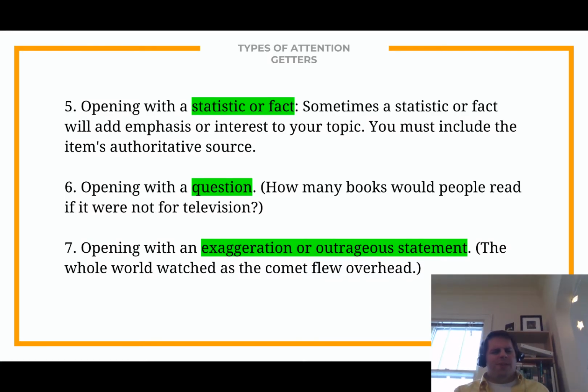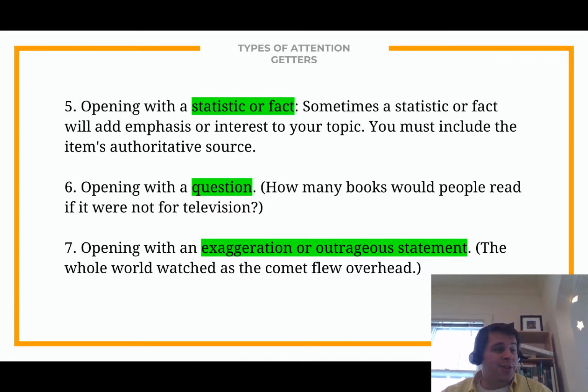Number 5 says open with a fact or a statistic. I'm not sure this is going to be the best one for the essay that you're writing right now, but maybe it is. Sometimes a statistic or a fact will add emphasis or interest to your topic. You should include the author's or the item's authoritative source. So make sure that you're bringing it to your essay and making sure that it is there for a reason. Why is that fact there? Why did you put it? Make sure you include, kind of, the why. Why is that fact or statistic there?